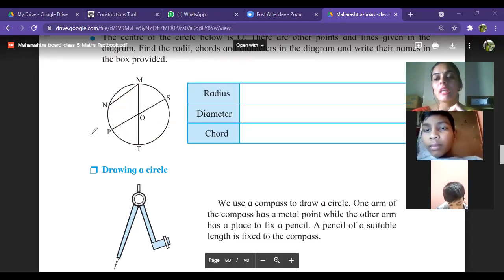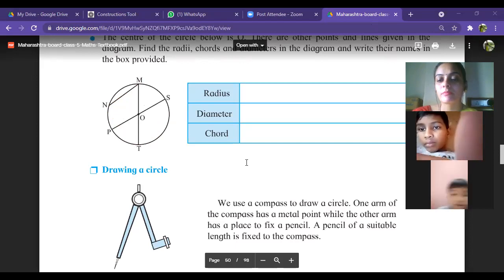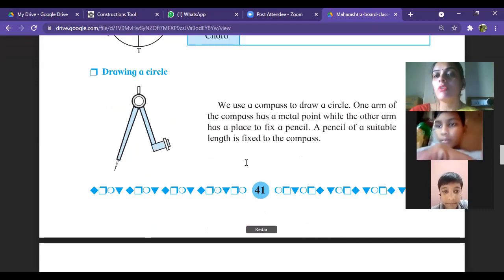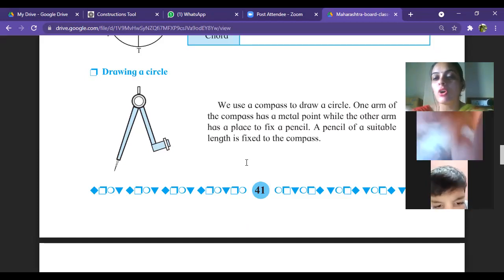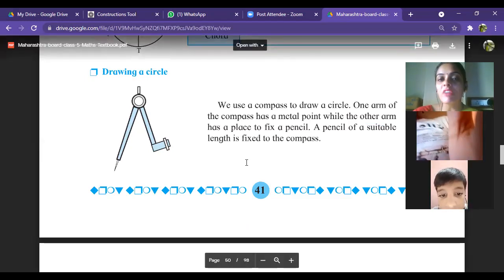Okay, now we will see how to draw a circle. First, let's see in the textbook what is given. Then we will learn how to draw a circle. Now this is called a compass, used to draw a circle. One arm of the compass has a metal point while the other arm has a place to affix a pencil. Can you see this? One is to place a pencil in the hole. There is a hole in this. Here we have to put a pencil.